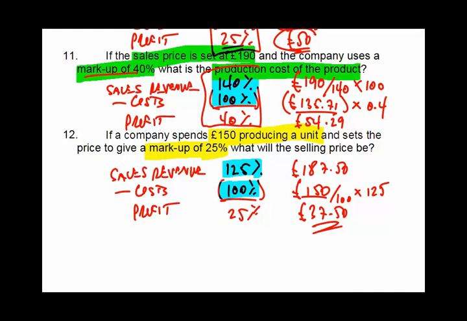Now if we check what profit that would leave us, well, £187.50 less £150 gives me £37.50 as my profit, and we know that should be 25% of the cost figure, because it's a 25% markup. And if you work out £150 times 25%, so if you multiply this time by 0.25 as a decimal, you should get the £37.50.